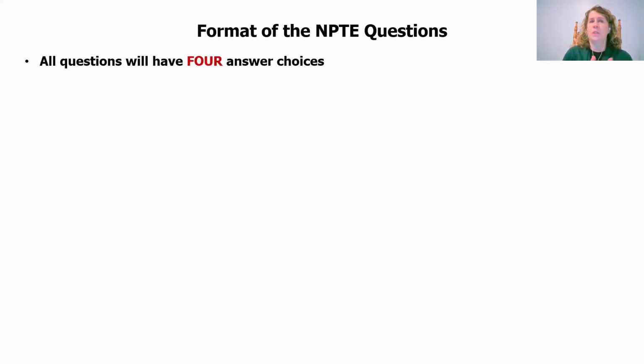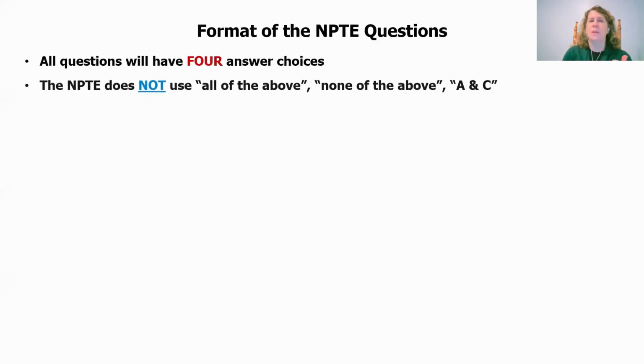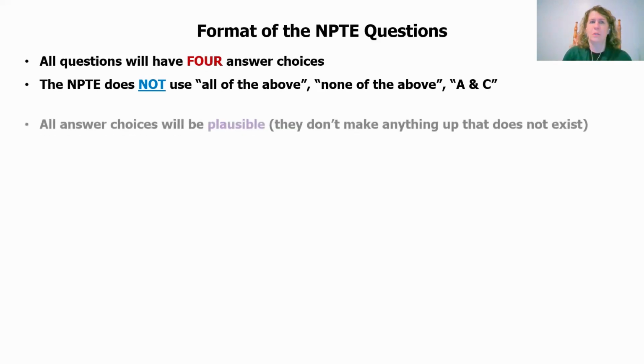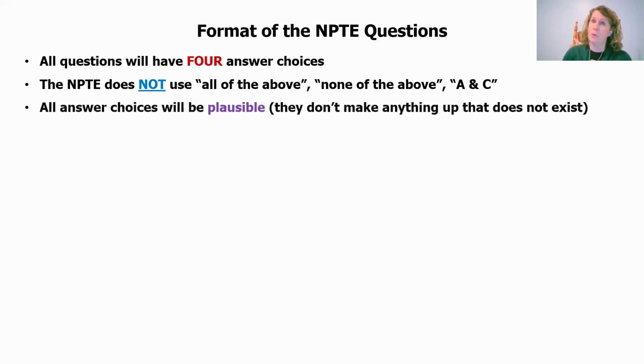Okay, just other things about format of the NPTE questions. All questions have 4 answers. They won't have 3, they won't have 5. They do not use all of the above, none of the above, A and C. They don't do any of that. They're going to be 4 discrete answers. They will all be plausible.